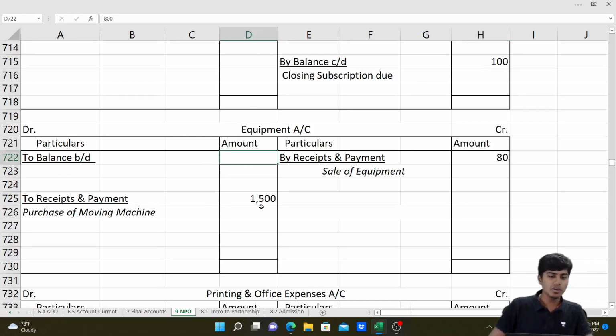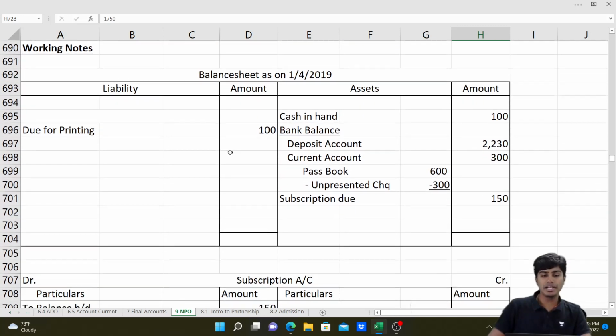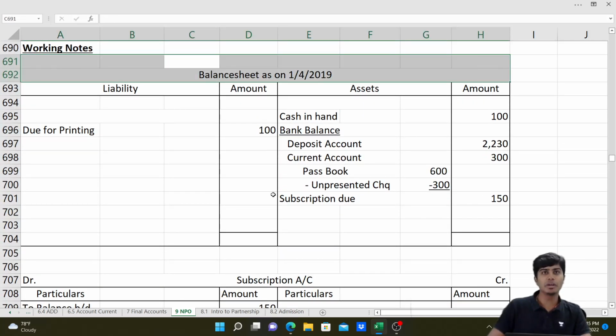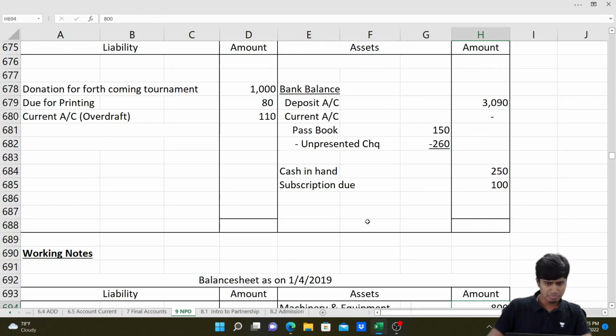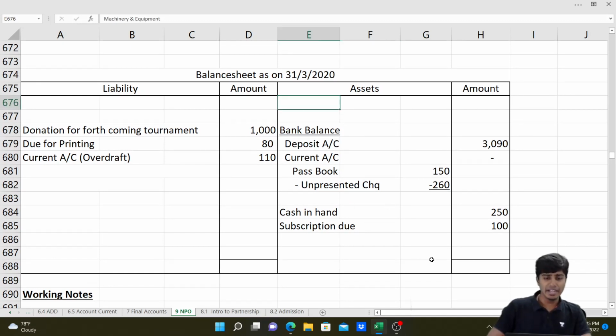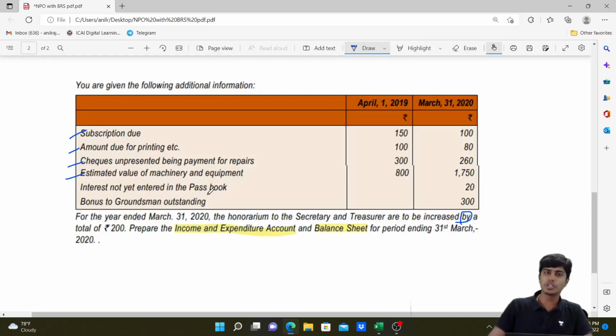In my equipment account, opening balance, I would write it as 800. And in my equipment account, I'd write my closing balance as 1750. I'd post it to the balance sheet as well. This is our opening balance sheet, balance sheet as on 1st of April 2019. Here I'll write machinery and equipment 800, and in our closing balance sheet I'll write machinery and equipment 1750. 800 and 1750 I've posted to two places.